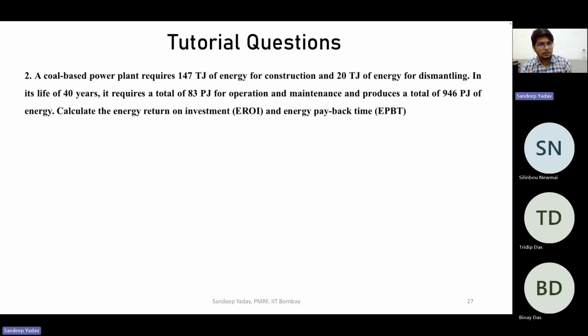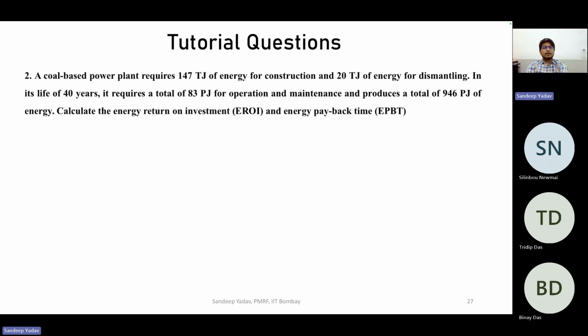So this question says a coal-based power plant requires 147 terajoules of energy for construction and 20 terajoules of energy for dismantling. Dismantling means that when we make a project, after its life cycle has ended, we have to dismantle that project, and that also requires some amount of energy. In its life of 40 years, it requires a total of 83 petajoules for operation and maintenance, and produces a total of 946 petajoules of energy in its whole lifetime.